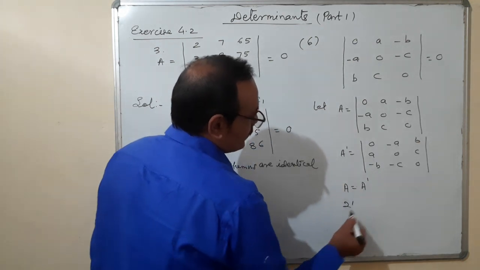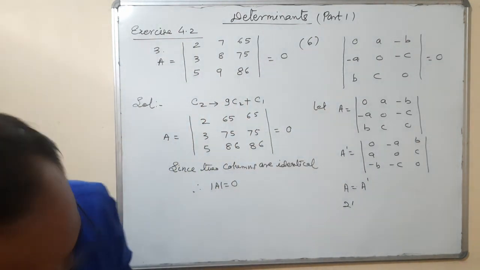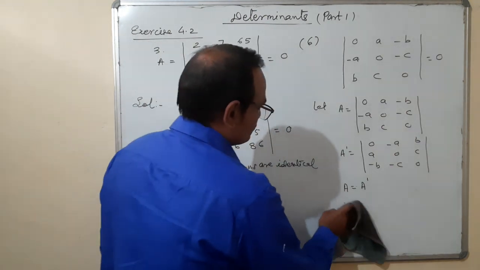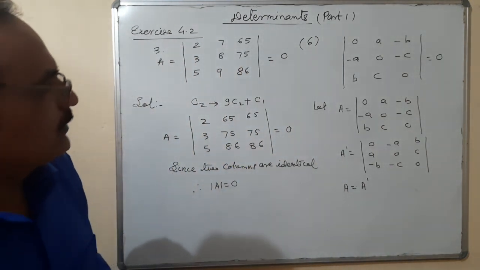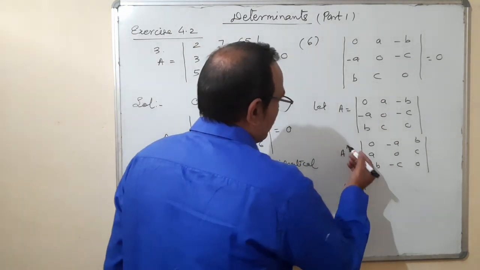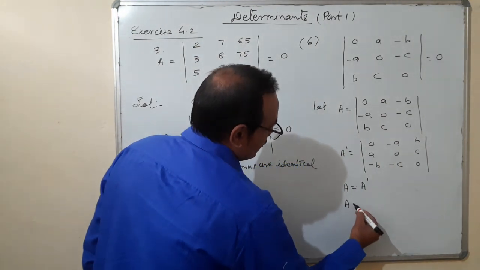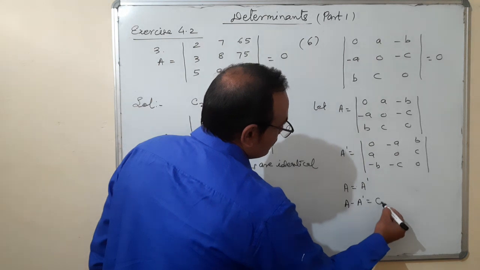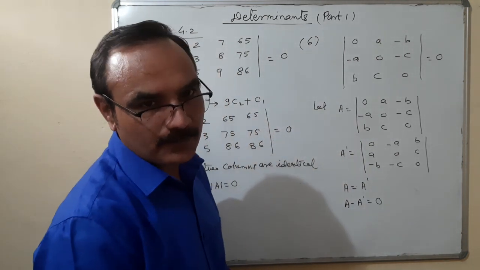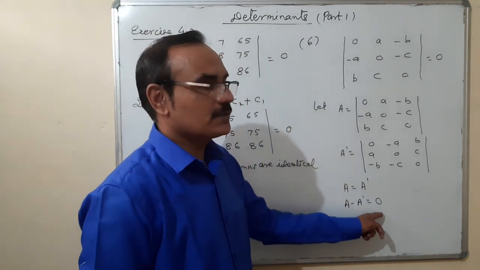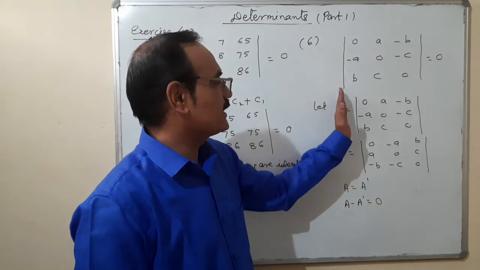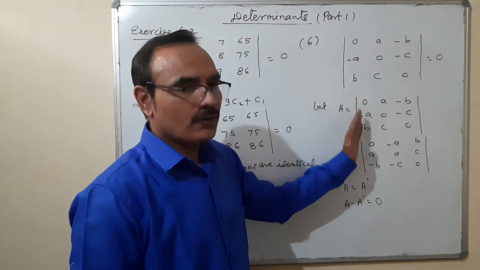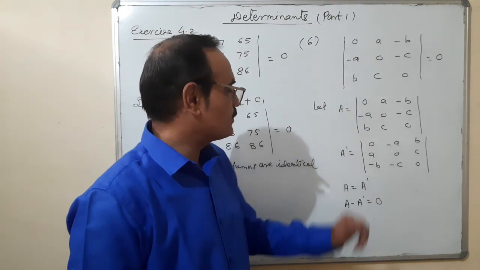A minus A dash is equal to 0. Okay. So what does it mean? Or in other words, you can write here, this is A, that is also A. We are going to add them. A plus A, 2A is equal to 0.